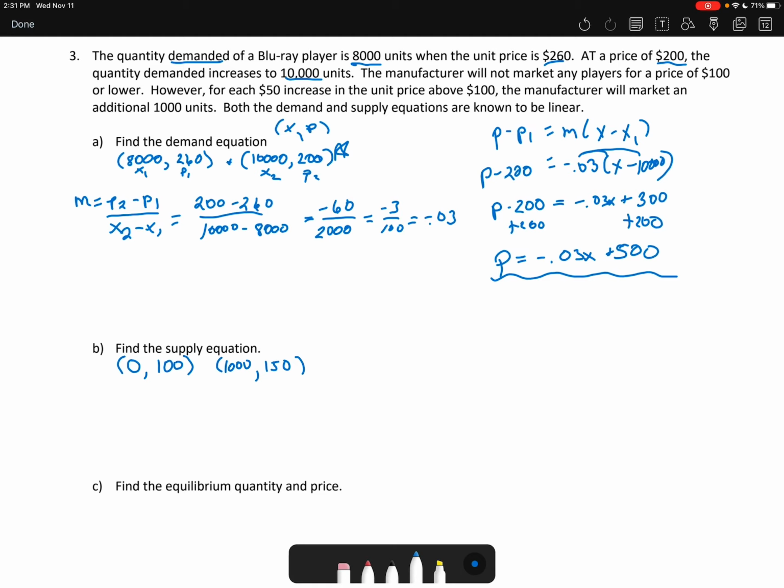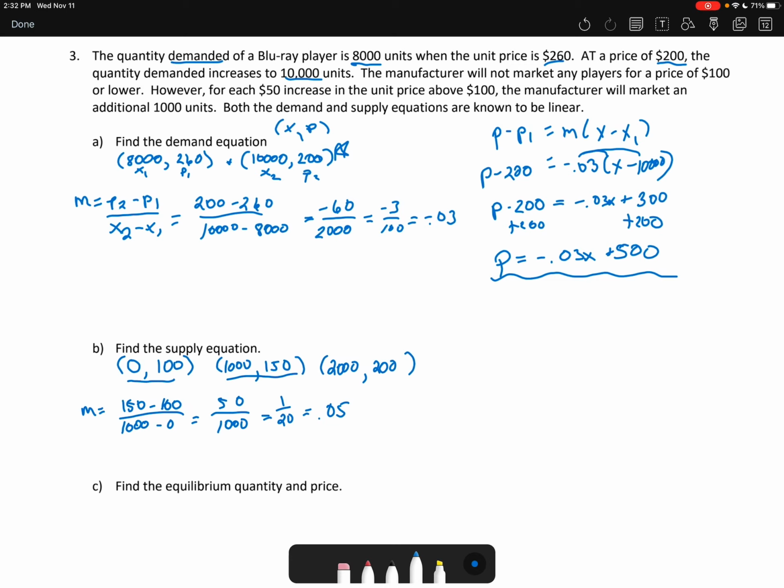And we could go on from there if we wanted to. We could make the next ordered pair: at $200, so another $50 increase, they would make 2,000 units, and so on and so forth. But we only need two ordered pairs in order to find our slope, so I'm just going to use the first two. I'm going to do 150 minus 100 over 1,000 minus 0. 50 over 1,000 is what I get there, which reduces entirely to 1 over 20, or if you want decimal form, 0.05.